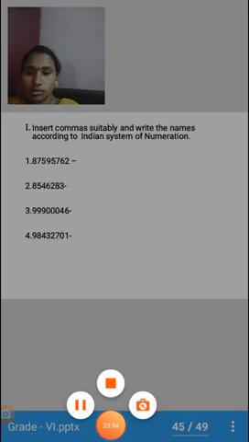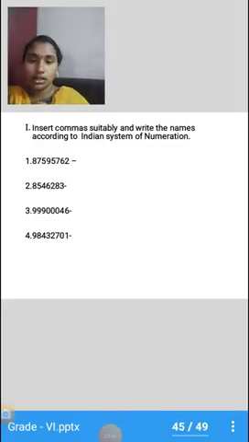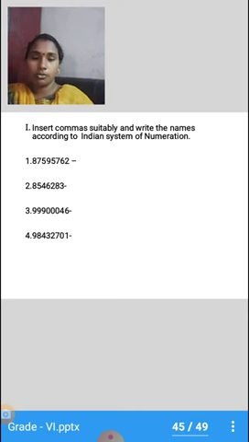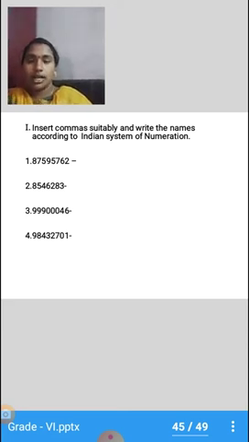Okay, children. Now, there is a small activity. You are going to insert commas suitably and write the names according to the Indian system of numeration. So, these are the questions, children. Carefully note them down on a piece of paper and then start writing. You have to do this without seeing the answers. You can pause the video and do this. Once you finish, you can play it again to see the answers. So, let me give out the answers now.